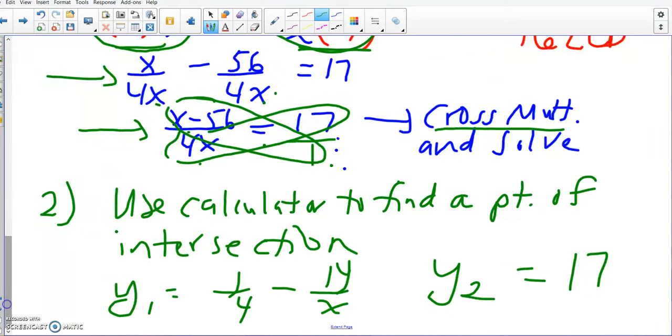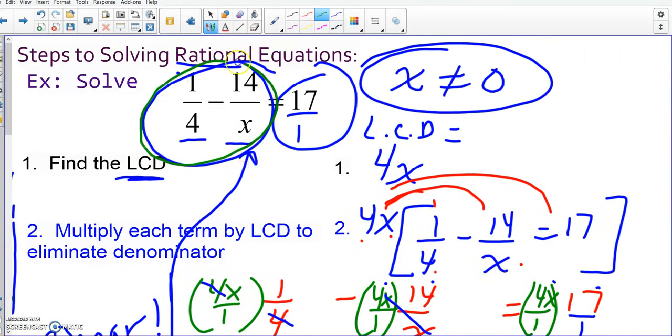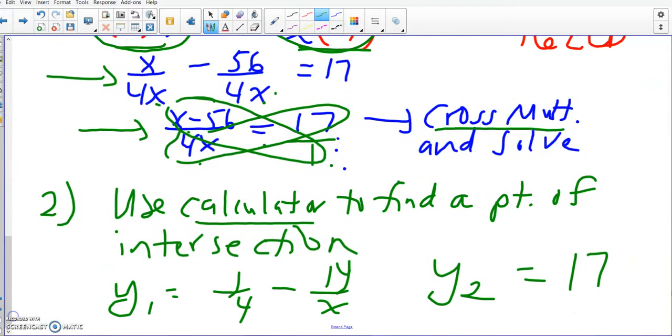And another option would be using your calculator to find the point of intersection. Funny enough, whenever you have one piece of an equation equaling another piece, these two are considered separate equations in your calculator. If you're going to graph, you can plug in 1/4 minus 14 over x for y1 and 17 for y2, graph them both and see where they intersect. And that could get you a solution as well.